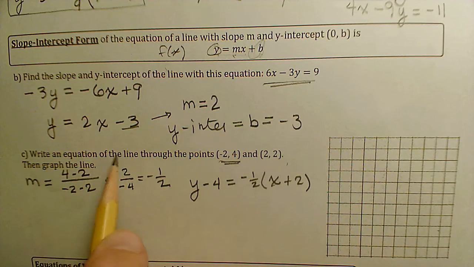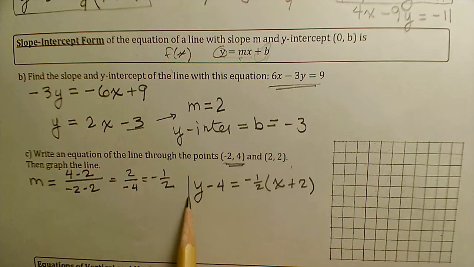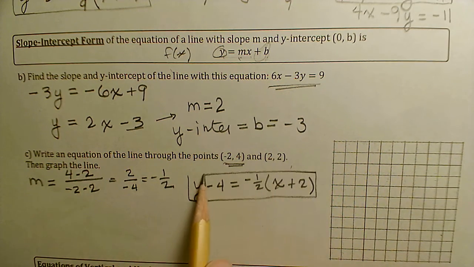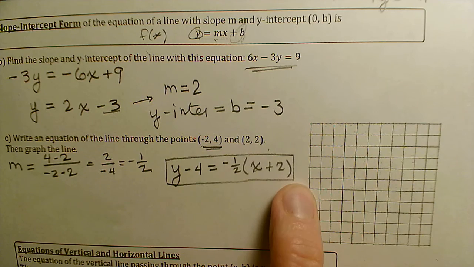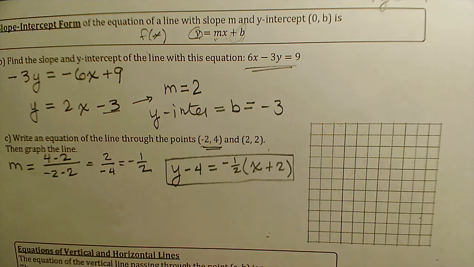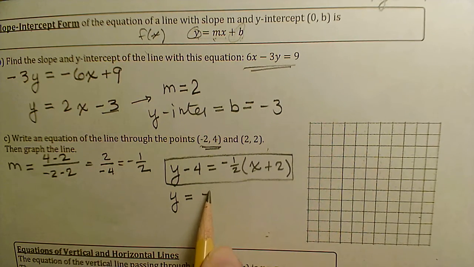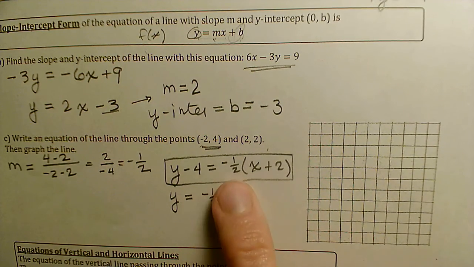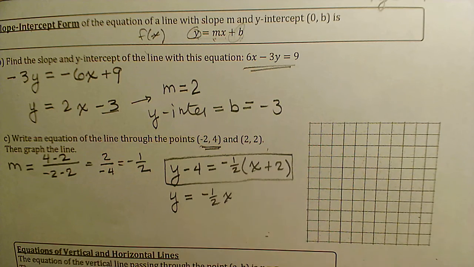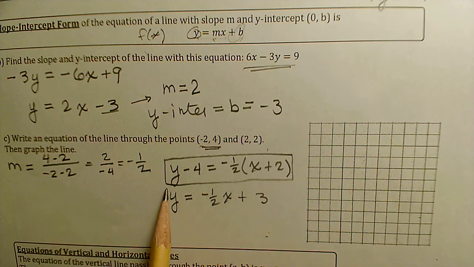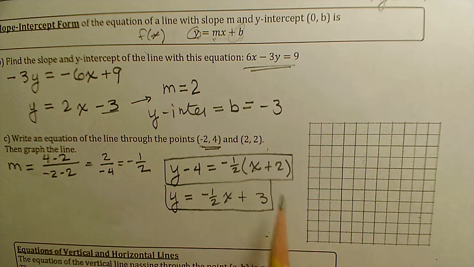It doesn't say what equation of the line to use, so point-slope is perfectly acceptable. We could convert this to slope-intercept form, y equals mx plus b, move the 4 over, distribute the negative 1/2. So we get y is equal to negative 1/2 x. The negative 1/2 gets distributed to the 2, that's negative 1, plus 4. So that's plus 3. And so that is slope-intercept form.